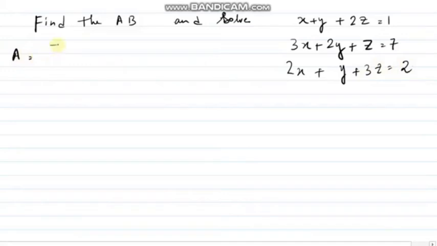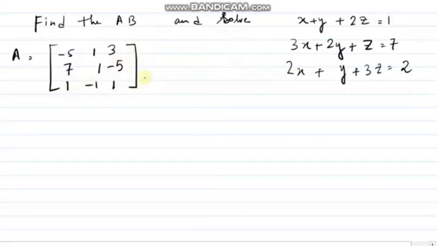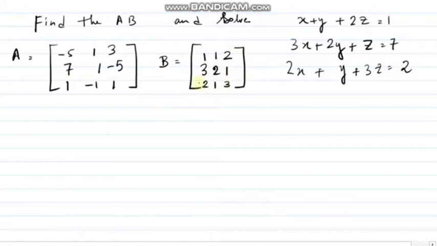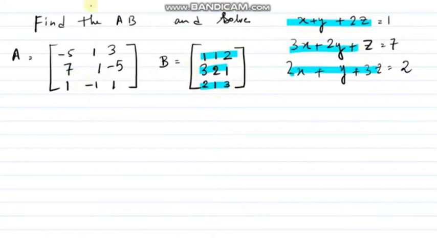I am going to give you A, don't worry. Your A is given as minus 5, 1, 3; 7, 1, minus 5; and 1, minus 1, 1. And your B is given as 1, 1, 2; 3, 2, 1; 2, 1, 3. Whenever this type of sum is given, two matrices are given and hence you have to solve. Just check the coefficients of the matrix: 1, 1, 2, 3, 2, 1, 2, 1, 3. These are the coefficients of this, right? So one of the matrices will be equal to the coefficients of this.